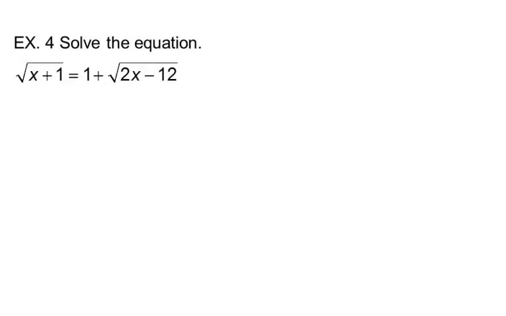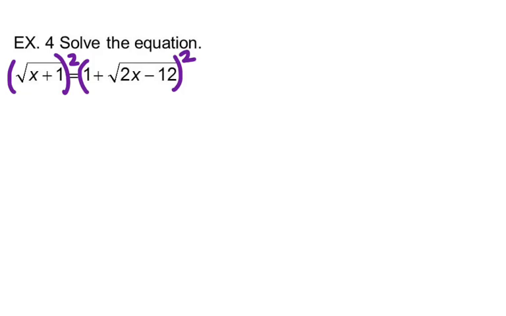Okay, so now in example 4, we have the square root of x plus 1 equals 1 plus the square root of 2x minus 12. Anytime you have several or multiple roots or radicals in an equation, it's going to take several steps to finally get rid of all of them. So the first step I want to do is I'm going to square both sides of this equation. That's definitely going to help me with the radical that's on the left-hand side. It's going to create a little bit of a mess on the right-hand side.